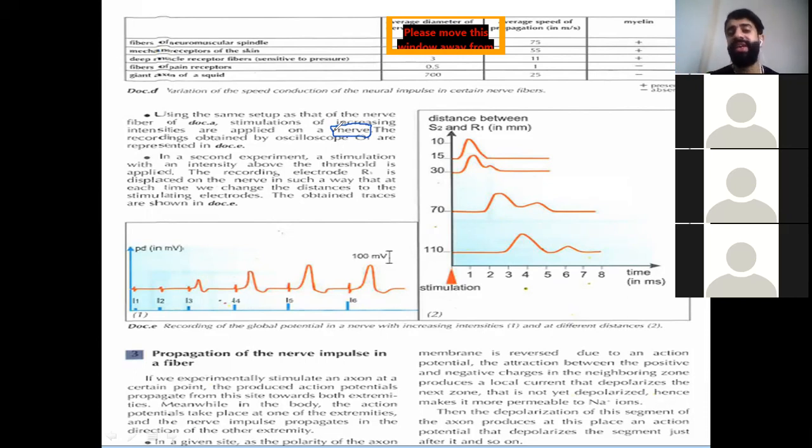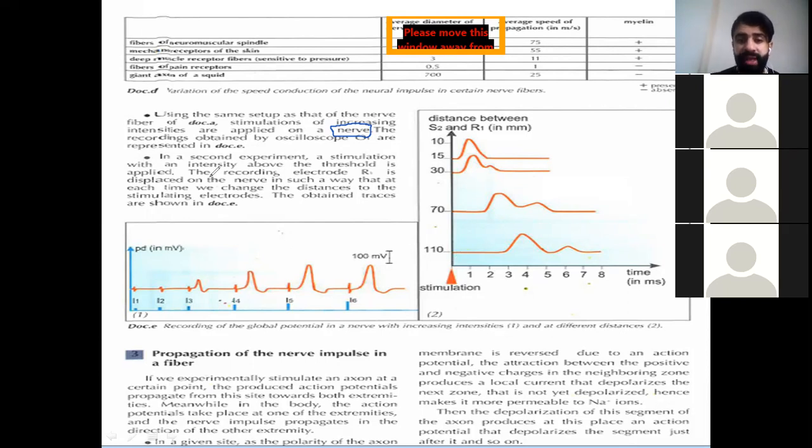Let's move. In the second experiment, a stimulation of intensity above the threshold was applied. The recording electrode R1 is displaced on the nerve in such a way that each time we change the distance to the stimulating electrodes. So they vary the distance between the recording and the stimulating electrodes. The obtained traces are shown in document E, and this is document E part 2, not part 1. But let's start first with document E part 1.